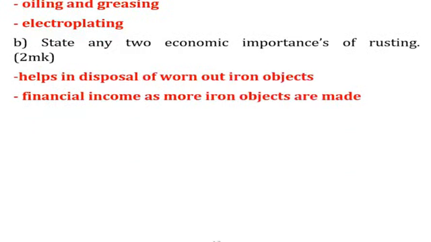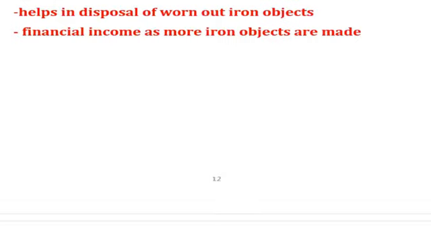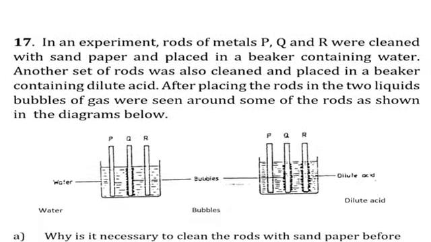B, state any 2 economic importance of rusting. Number 1, rusting helps in disposal of worn out iron objects. Number 2, financial income, as more iron objects are made.